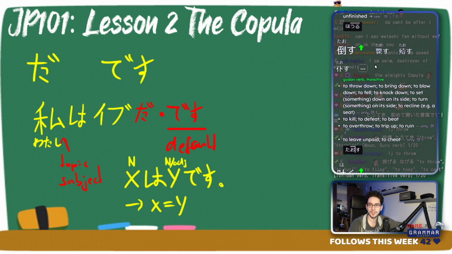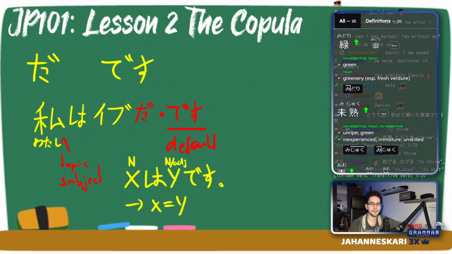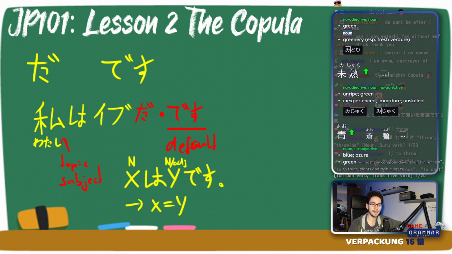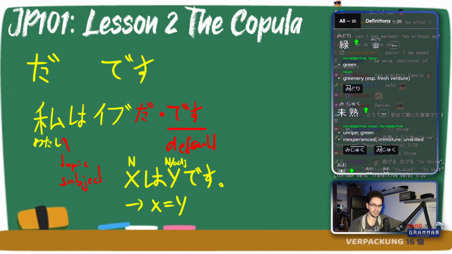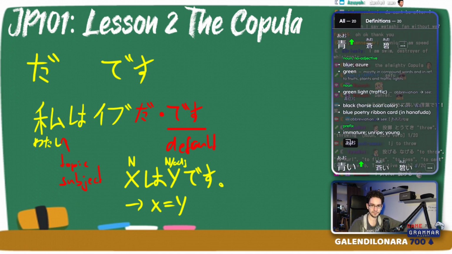If we want a verb, a simple verb, we're gonna have to go with nageru. And the same goes for any sort of adjective. If we look up green, for example, you will see here green, midori, noted as a noun or an adjective, noun, and... Actually, green is a bad example. Blue would be a better example.